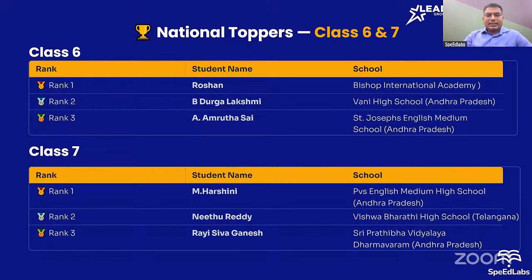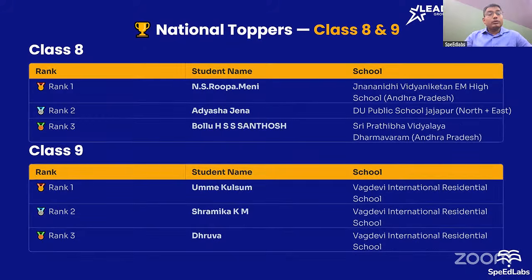Seventh grade: Harshini, Neetu Reddy, and Sia. Shiva Ganesh is doing very good in the seventh grade as a national topper. If we go to the eighth grade, NS Rupa, Aisha, and Santosh are from the eighth grade. You can see your school's name is also there. They are from various different locations.